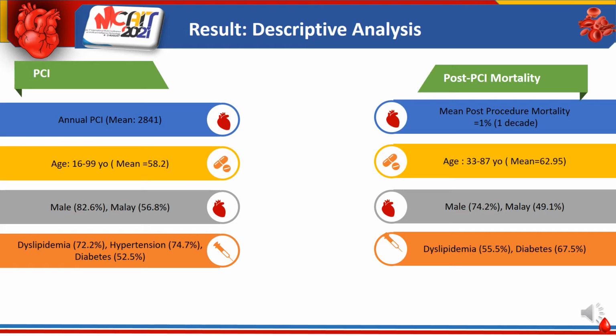Statistics for PCI. The annual PCI average is about 2,841 procedures. Age mean was 58.2 years old. Prominent in male and Malay race with concomitant disease: dyslipidemia, hypertension, and diabetes.